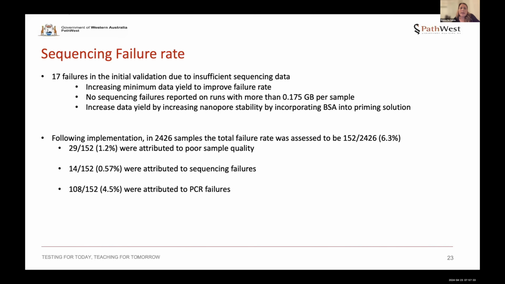Following implementation and those changes to our workflow, in 2,426 samples, the total failure rate was assessed to be 6.3%. 1.2% of those was attributed to poor sample quality, 0.57% was attributed to sequencing failures, and 4.5% were attributed to PCR failures.